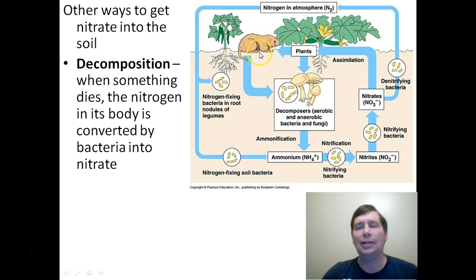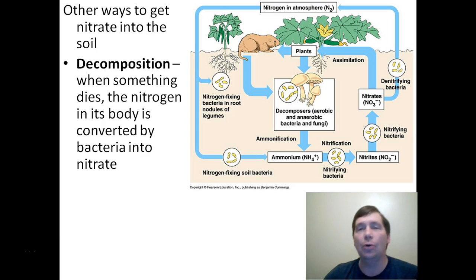That when something dies, its body is broken apart by decomposers. These decomposers release the nitrogen from that living thing into the soil where it's turned into ammonia. And then the process starts all over again. The ammonia is converted into nitrite, and then the nitrite is converted into nitrate, which can then be used by plants. So decomposition is another way you can get nitrate into the soil. As something dies, nitrate is released.